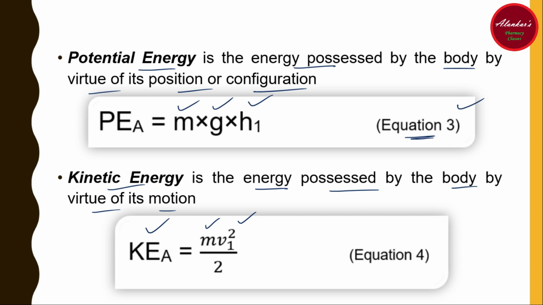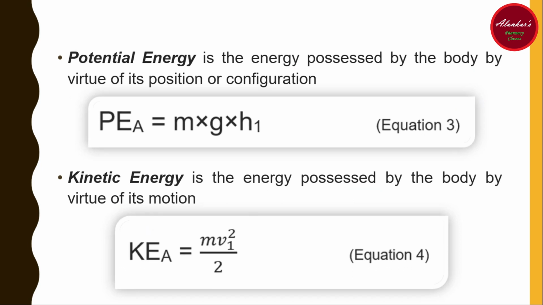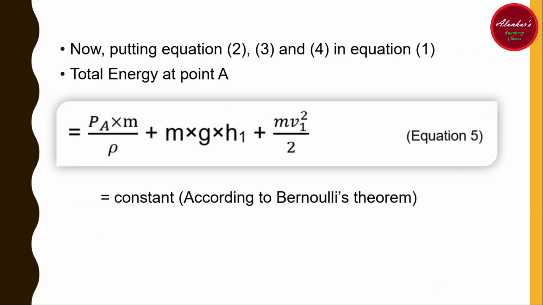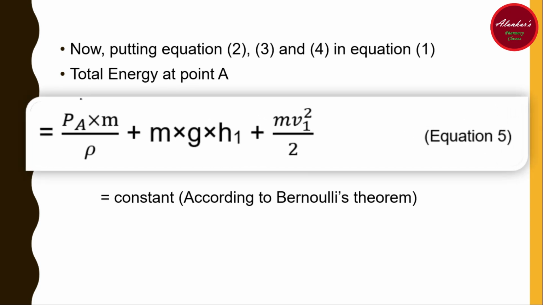So if we put all the values together, work input plus potential energy plus kinetic energy will be equal to a constant value according to Bernoulli's theorem. So the total energy at point A can be written as the work input or the pressure energy plus the potential energy and kinetic energy, which is equal to the constant according to Bernoulli's theorem. And let us assume that this equation is equation 5.